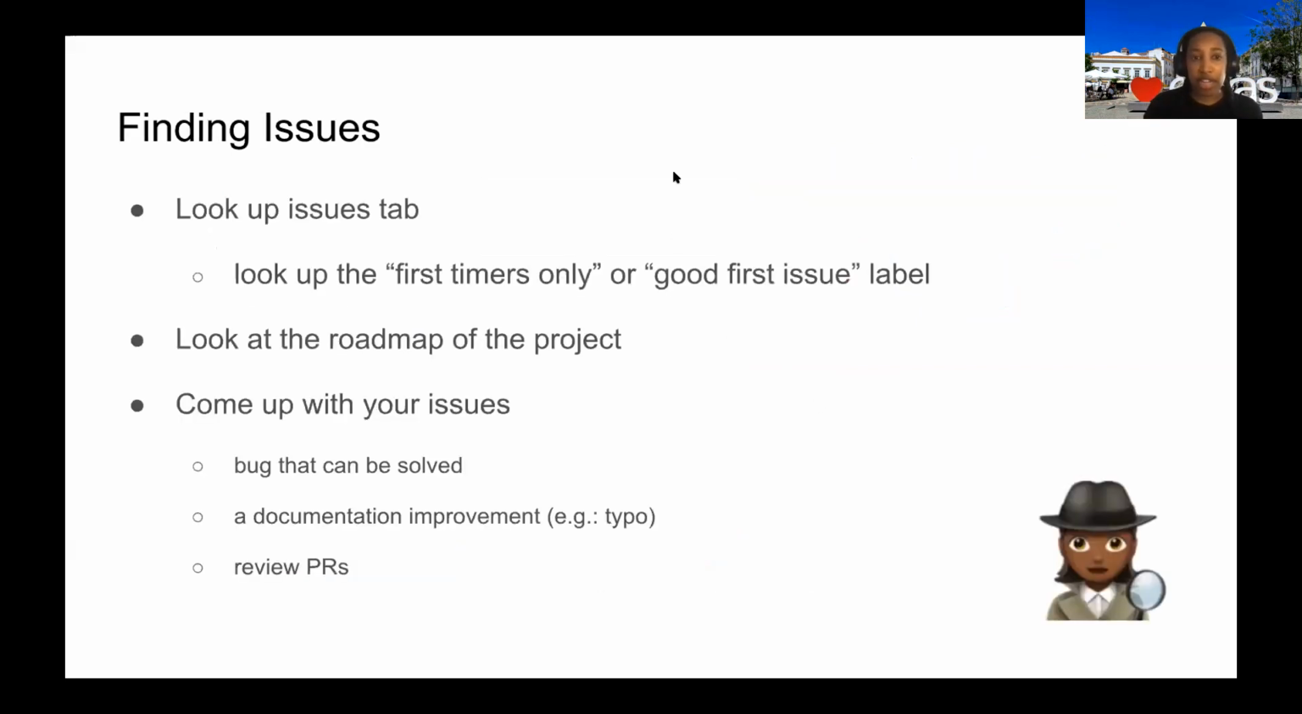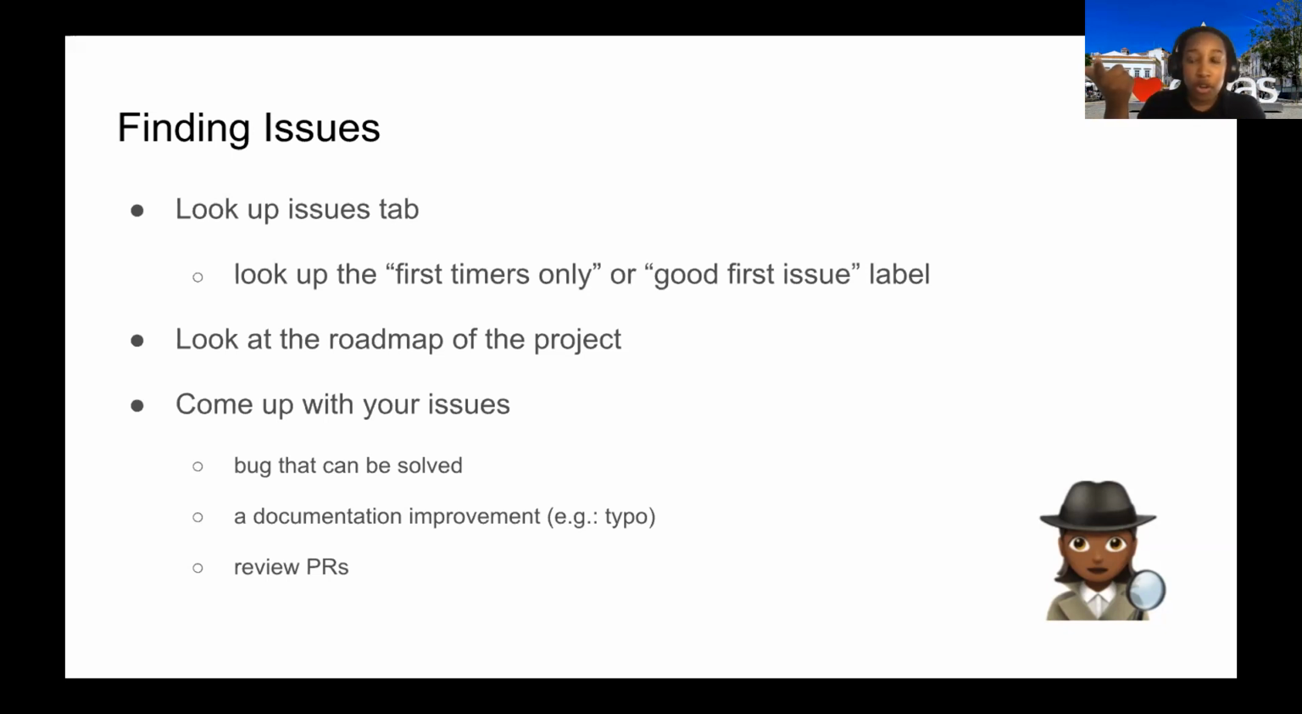So now about finding issues. Now you know the project. What can you do? You can look into the issues tab. You can see the roadmap of the project. Perhaps maintainers already have a list of the priorities for the project. In terms of issues, look for first timers only or good first issue if you want to start really small and maybe be directed to issues that can be a little bit easier, or at least reserved for new people to the repository.